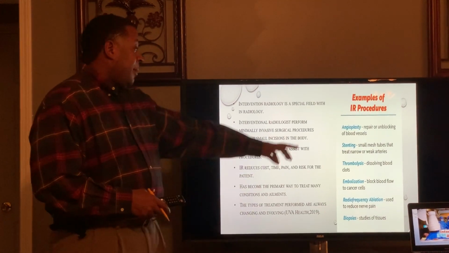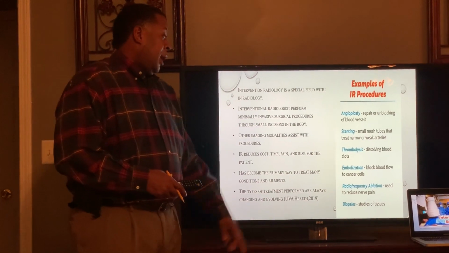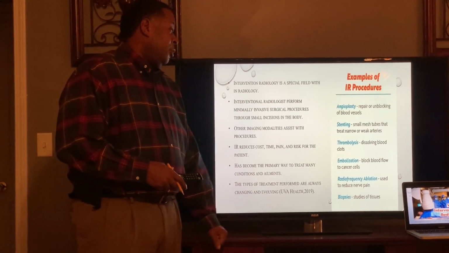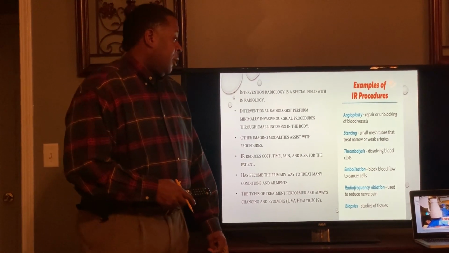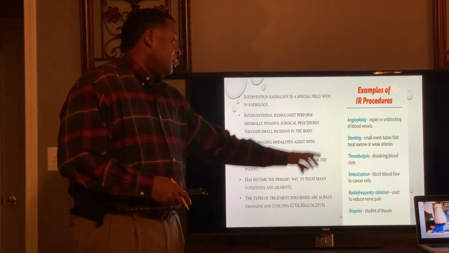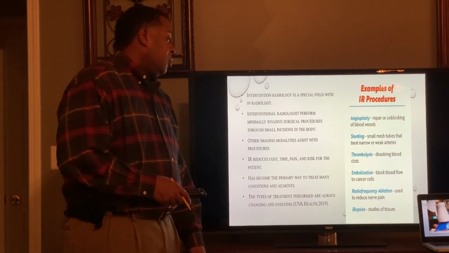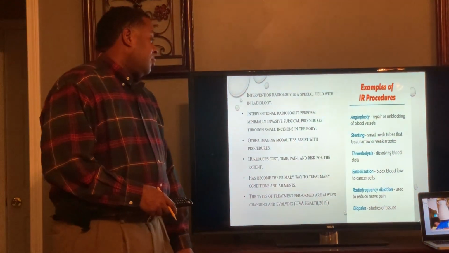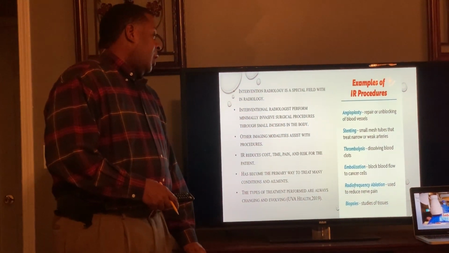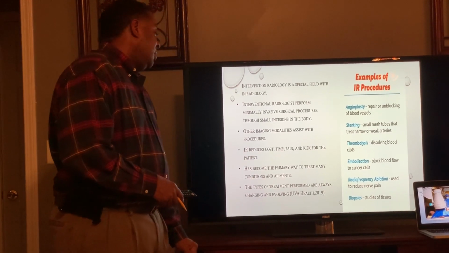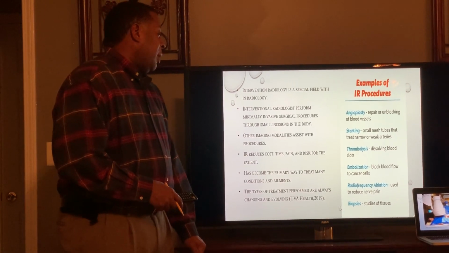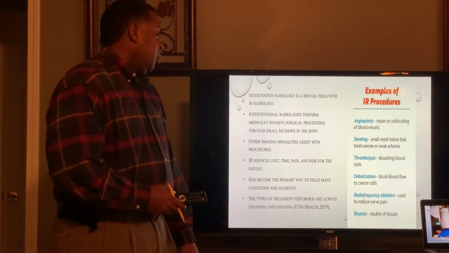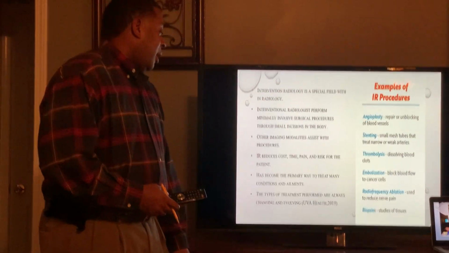And here are some examples of interventional procedures. Angioplasty, that's where you repair blocked blood vessels. Stenting, when you put small tubes through the narrow arteries to open them up. Thrombolysis, when you're dislodging blood clots. Embolization is when you're blocking blood flow due to cancer. And you have biopsies.